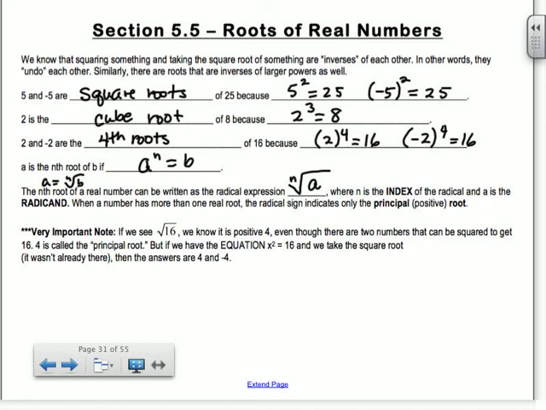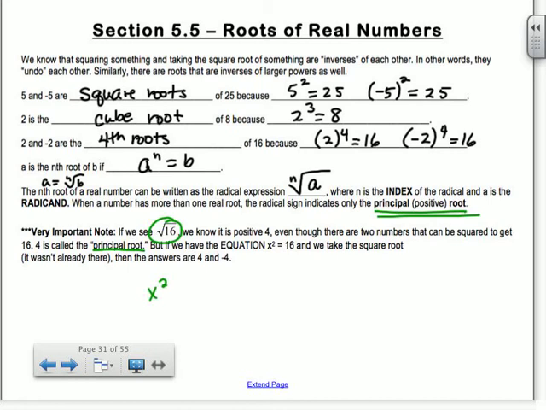When a number has more than one real root, the radical sign indicates only the principal or positive root. Okay, that's one of the most confusing parts for people in this section. So if the root is already there, if we see square root of 16, we know that it's just positive 4. Even though there are two numbers that can be squared to get 16, 4 is called the principal root.